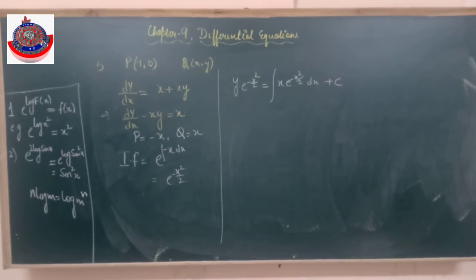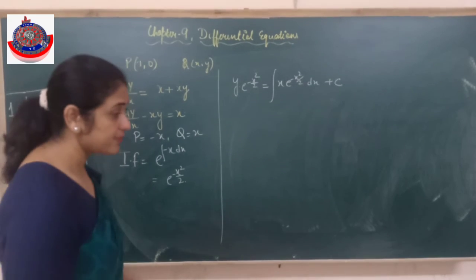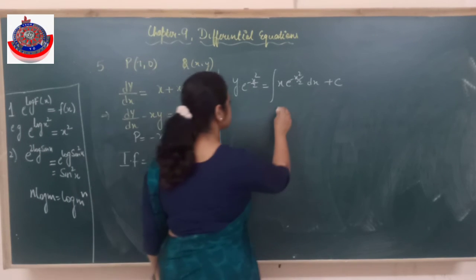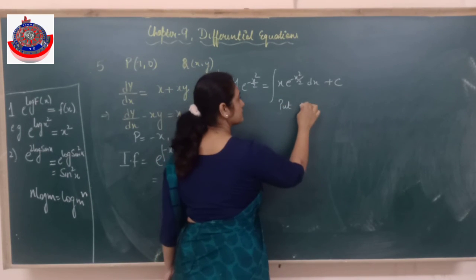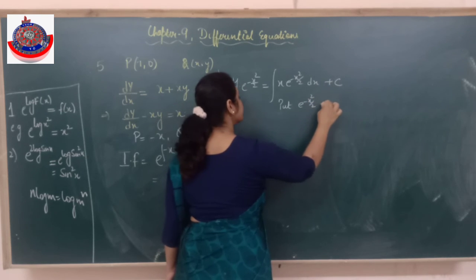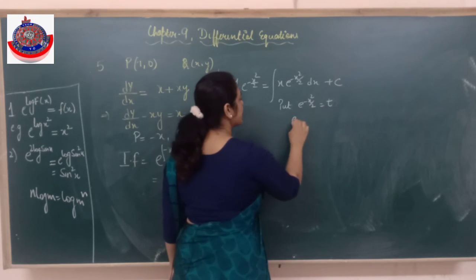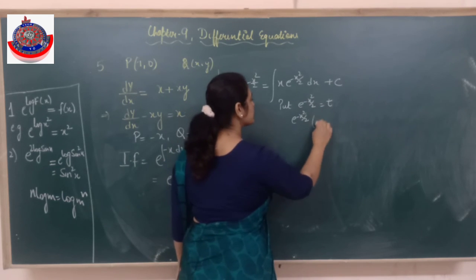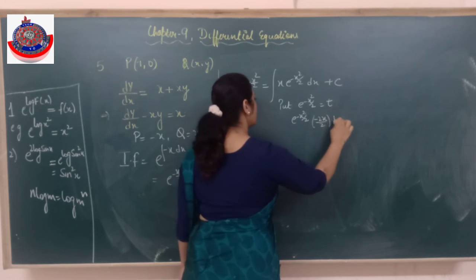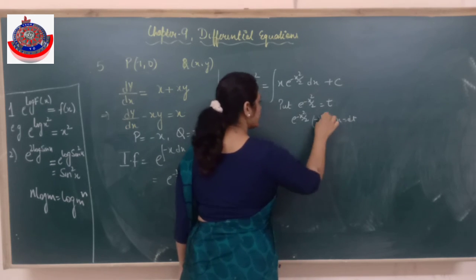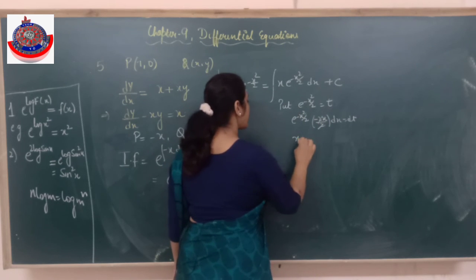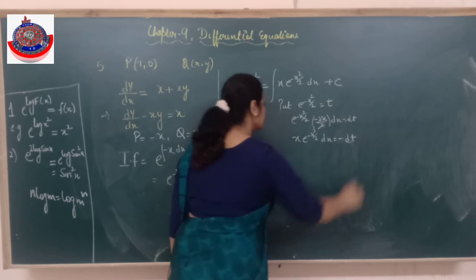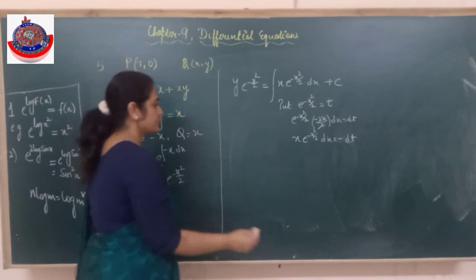Clear? Alright, I can do it by parts also, but it's always preferable, I told you, think a little before integrating. I can do it by substitution also. See, if I substitute this complete e raised to power minus x square by 2 as t, the differentiation of minus x square by 2 will be minus 2x by 2 dx is equals to dt. 2 and 2 cancel, minus is not here, so x e raised to power minus x square by 2 dx is equals to minus dt. Got it? Substitute.